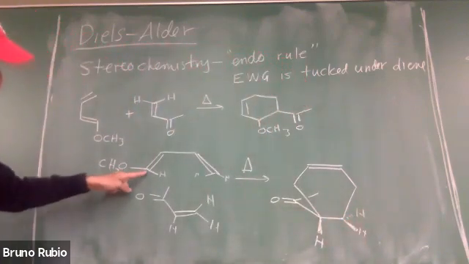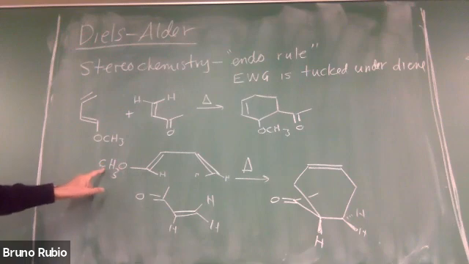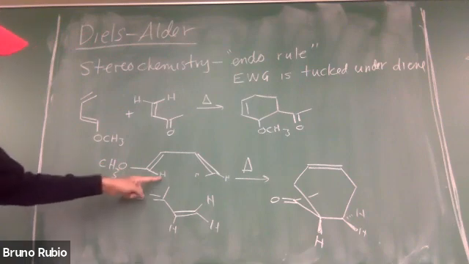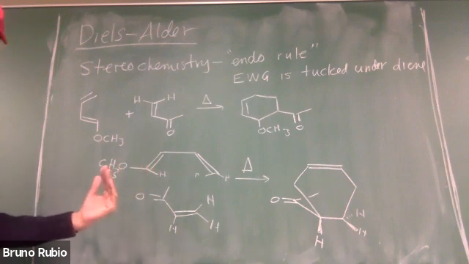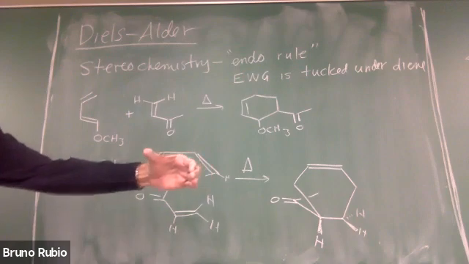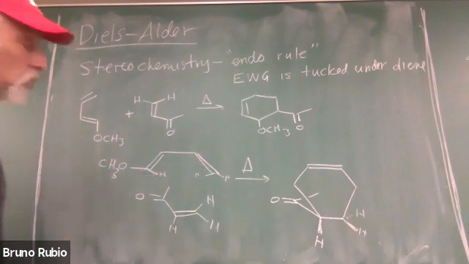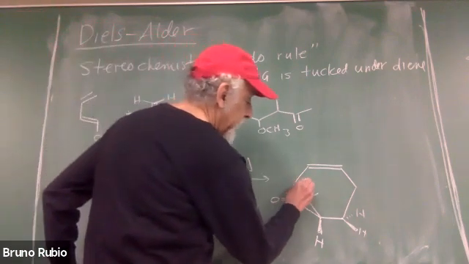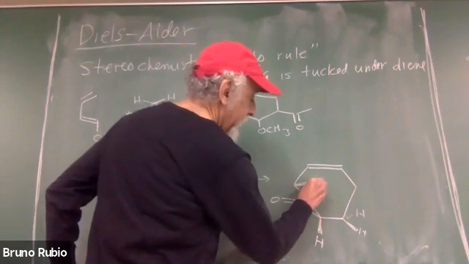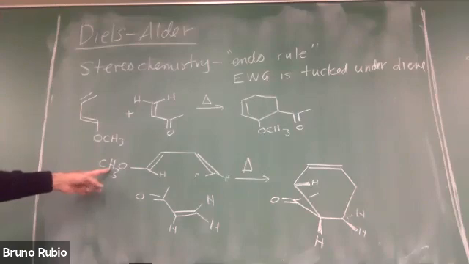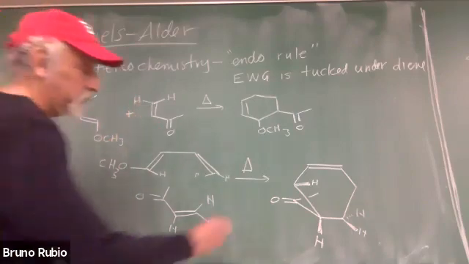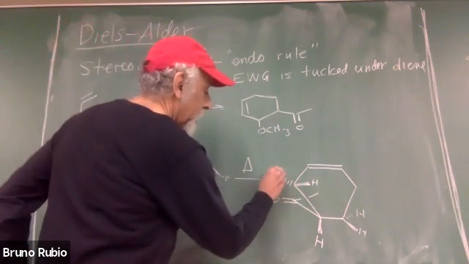Okay, and now this carbon up here where the electron donating group was, this hydrogen is closer to us, right? Because the diene got tucked under and this hydrogen is closer to us. So he would be on a wedge. And this methoxy group, he's going to be on a dash. He's going to be back here.